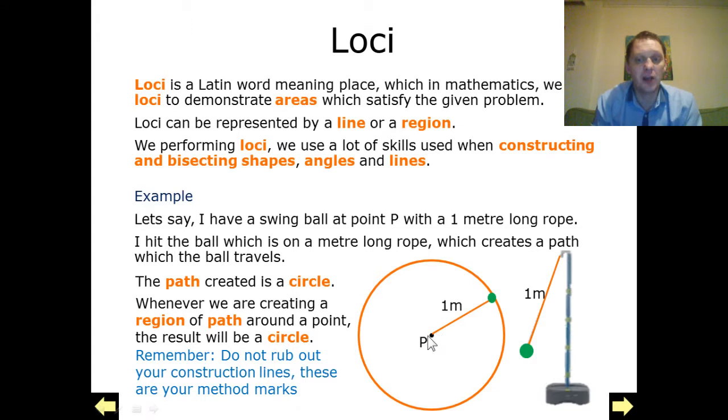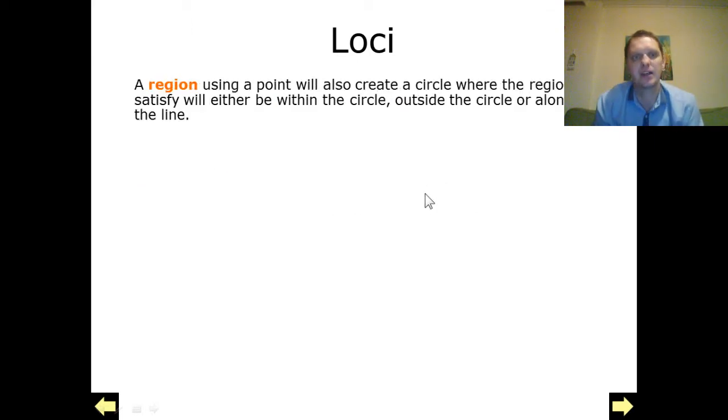Now, the first point I want to stress is that anytime you're asked to make a region or create loci or create a path around a point, it's always going to be a circle. As always with construction, never ever rub out any of these lines because these are your construction lines. These are your method marks.